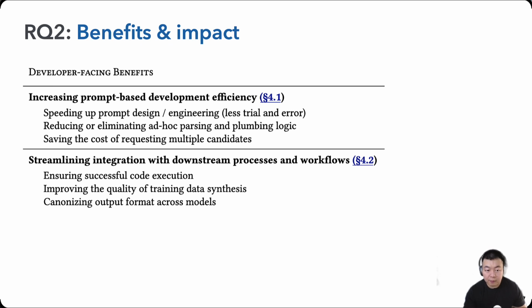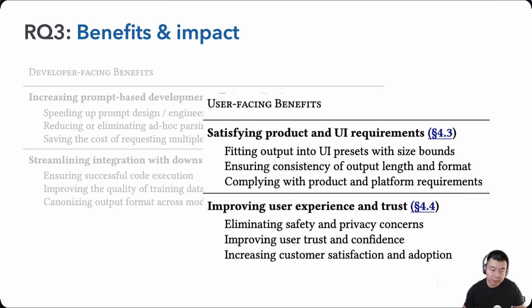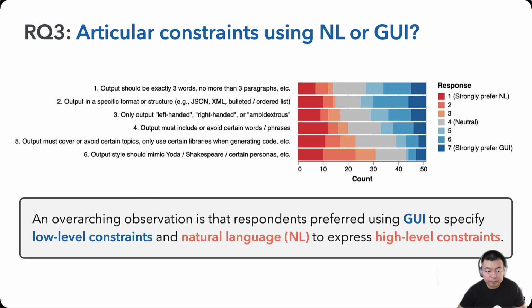Notably, we also found that developers often have to write complex parsing and plumbing code to handle ill-formed LLM outputs, which is a chore that could be simplified or even eliminated with output constraints. In addition, being able to have LLMs follow constraints to the teeth could also help designers and developers meet UI requirements, for example, by constraining the length of the output so that it fits into existing UI presets.